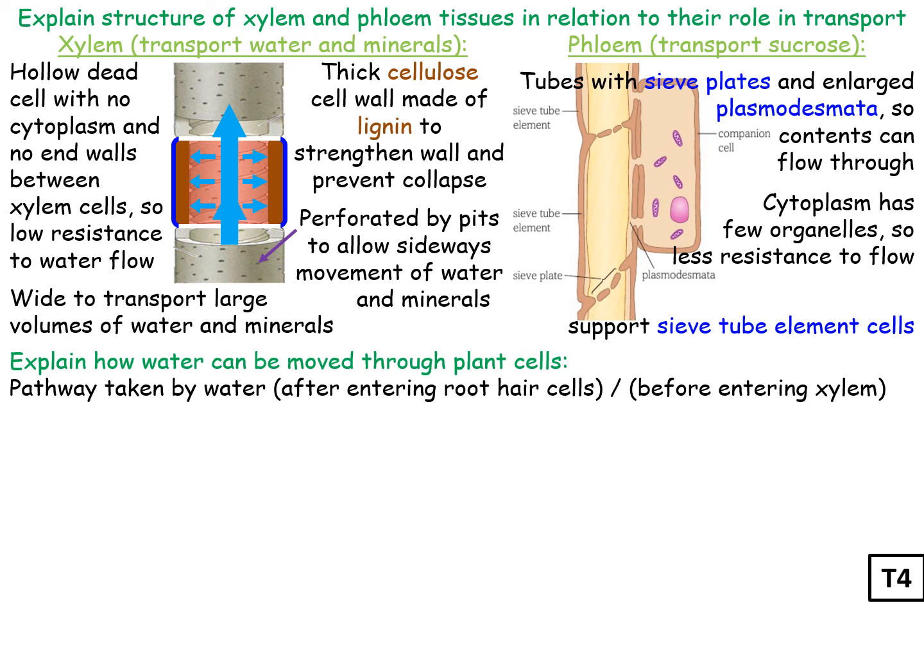Because there are fewer organelles in the cytoplasm, there can't be a lot of possibility for chemical reactions to occur. So that means that these sieve tube element cells need support, and they get support metabolically from the phloem companion cells that are nearby.